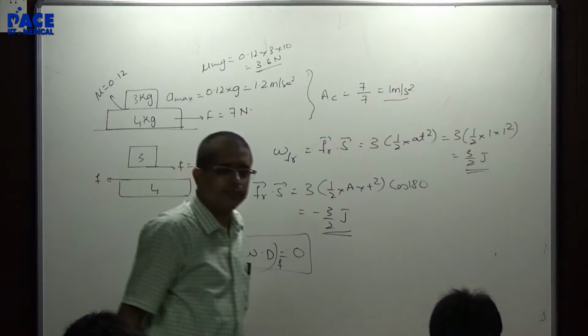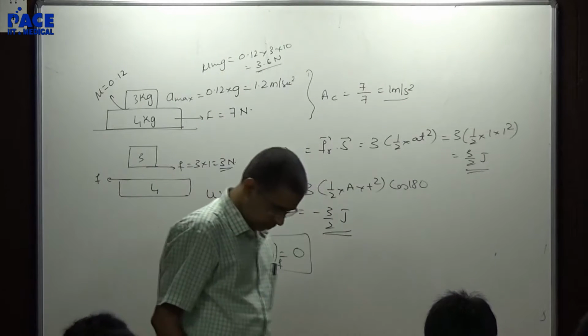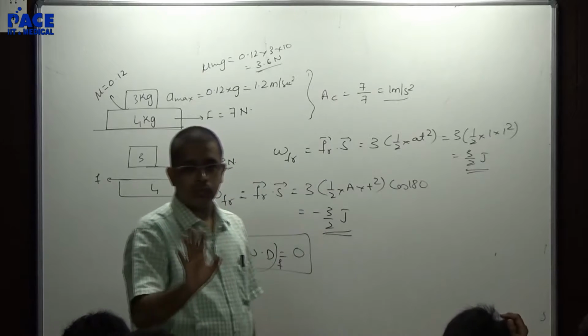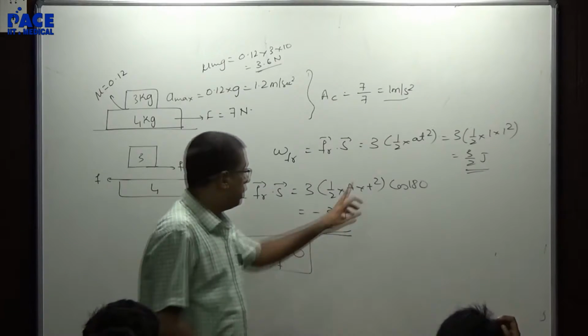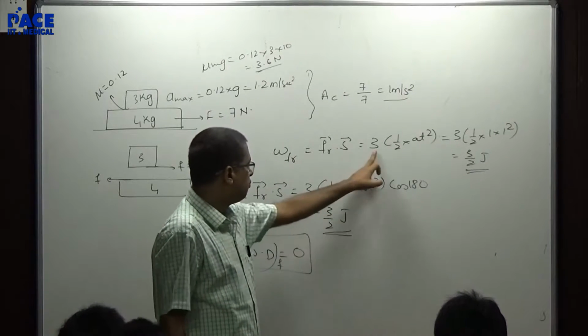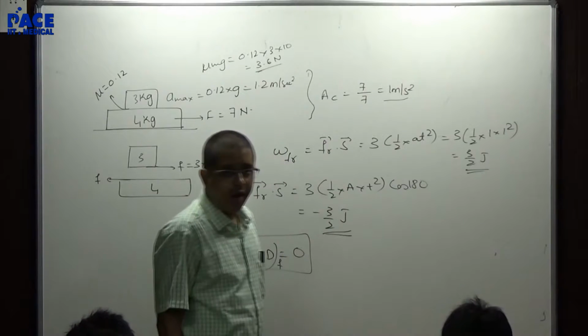Sir, so by this case we can always tell that the work done by any action reaction pair is always zero. No, I haven't told anything like that. Here the displacement also is the same. Action reaction pair forces may be equal, but if the displacements are different, then why will it be zero?